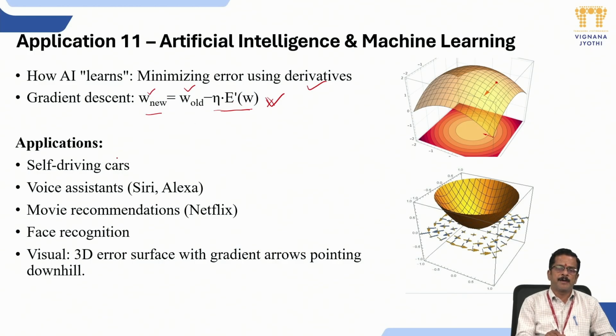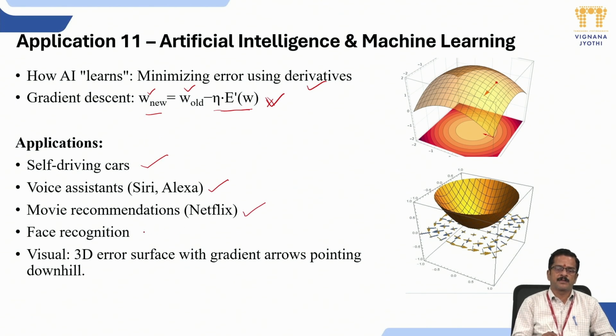Applications: self-driving cars, and voice assistants like Siri and Alexa, which help us with voice questions. If you ask a question, it provides answers. These also work under the concepts of derivatives. Movie recommendations on Netflix, Amazon and others also work on derivatives.